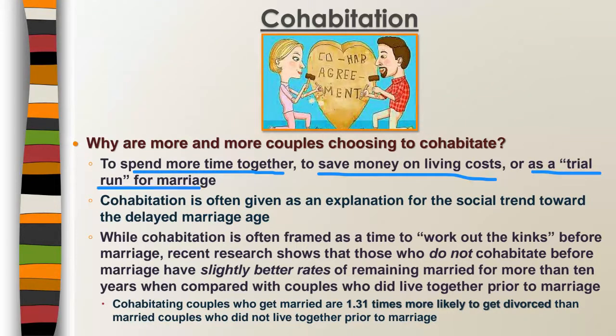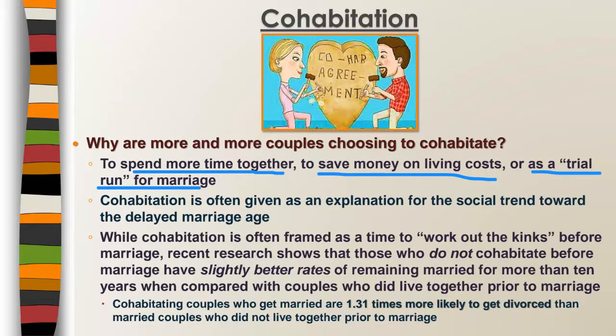Like, let's see how we do. Let's see if I like going on dates with you, but how about living with you every day? Do you put the toilet paper roll on frontwards or backwards? Do you leave your towels on the floor? Can I deal with all of that? Do I still want to marry you once I know all these things about you?